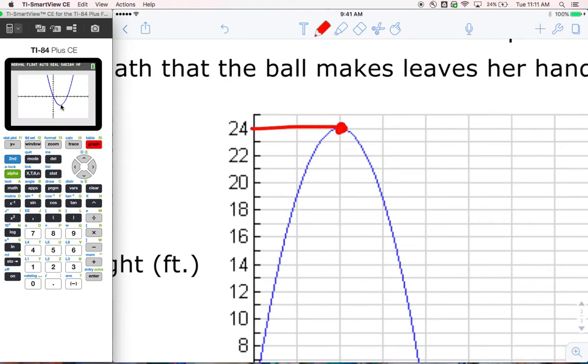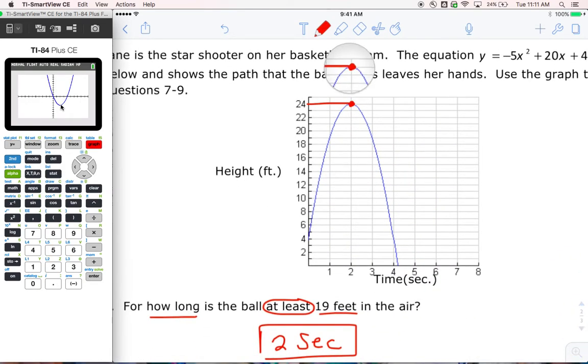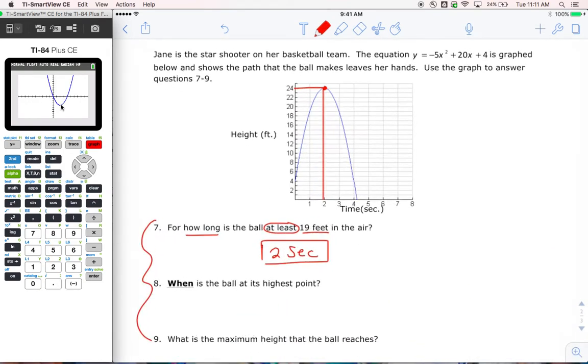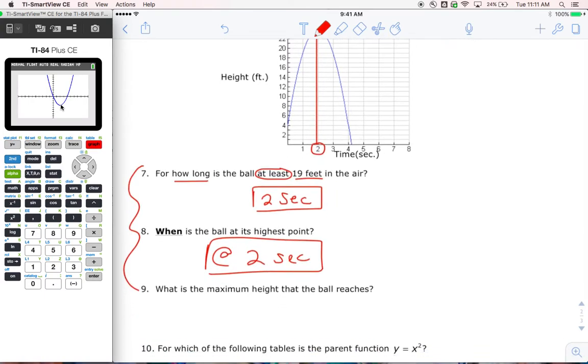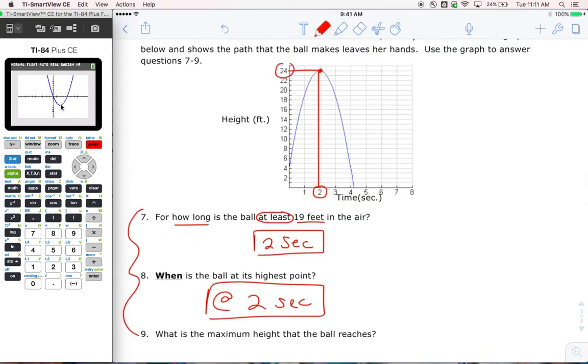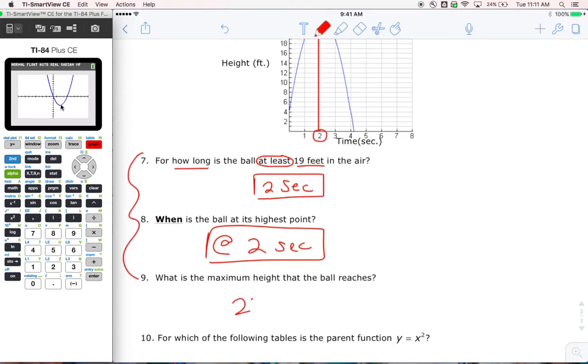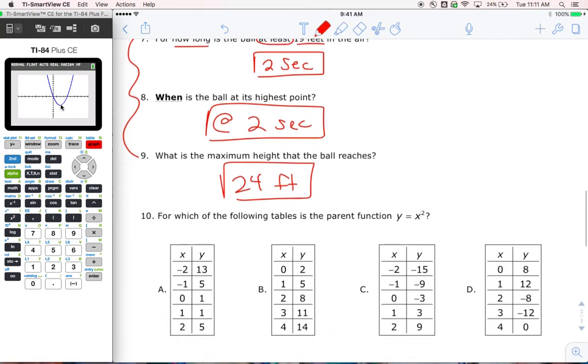Okay, 24 feet in the air, but this question said when, so that's talking about this time, right? At 2 seconds. And then finally, what is the maximum height the ball reaches? We already kind of did that, 24 feet. So the first question, you're saying, okay, how long is it above a certain height? The next two questions are both talking about the vertex. Just one is the x value, one's the y value.